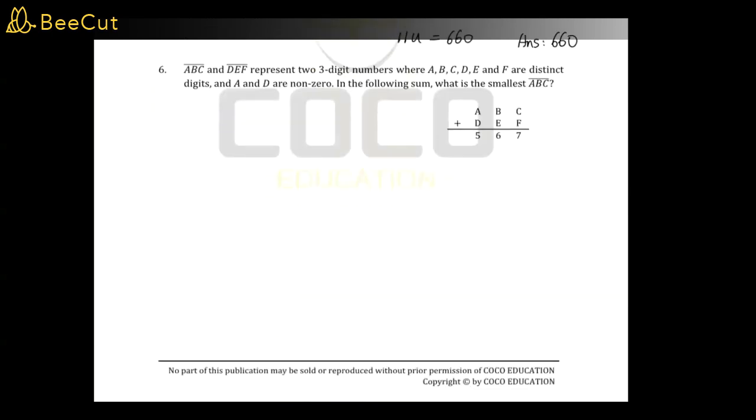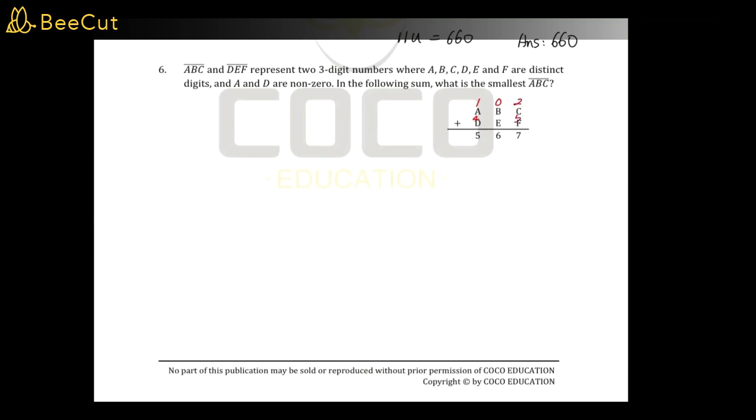Now, question 6. So we want to get the smallest value of ABC. First, we know that A is the first digit. It has to be 1. Then D is 4. 1 plus 4 is 5. And now the smallest value for B is 0. Then A, B, C must all be different. So C can be 2.